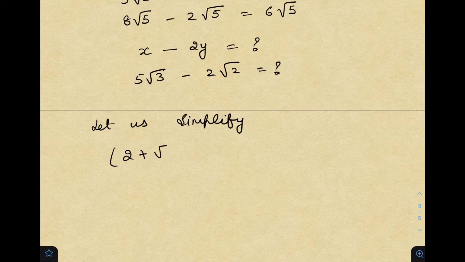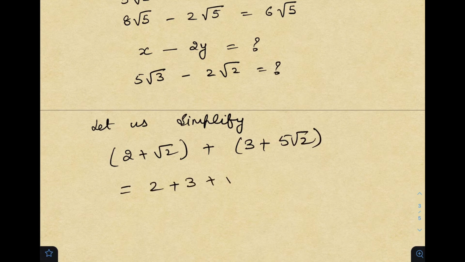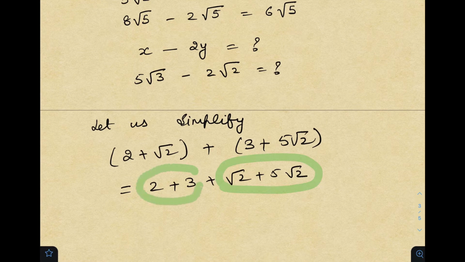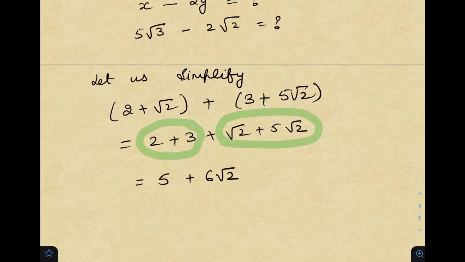Let us simplify 2 plus root 2 plus 3 plus 5 root 2. What do we get as their sum? So 2 and 3 do not have any irrational number with them, so we write 2 and 3 together, and the like irrational numbers together, that is root 2 and 5 root 2. So when we add 2 plus 3 we get 5. When we add 5 plus 1 we get 6 root 2. So the answer is 5 plus 6 root 2.